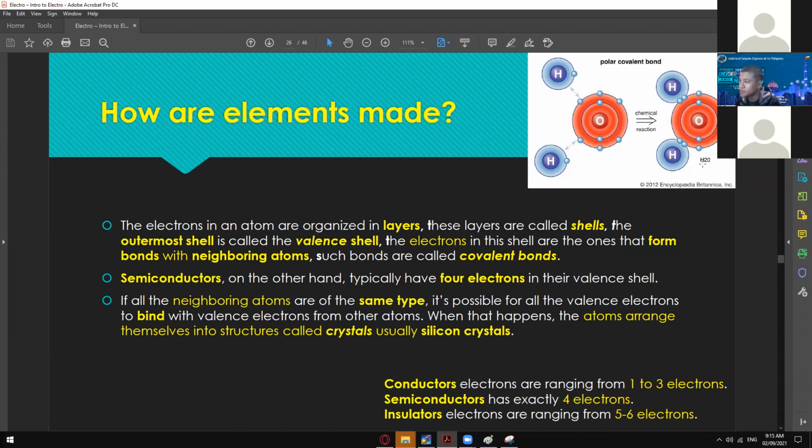So we have this outer valence electron, or valence shell. Take note that for us to have a semiconductor, it must only have 4 electrons. This oxygen has 1, 2, 3, 4, 5, 6, so it has 6 electrons. But a semiconductor must only have 4.